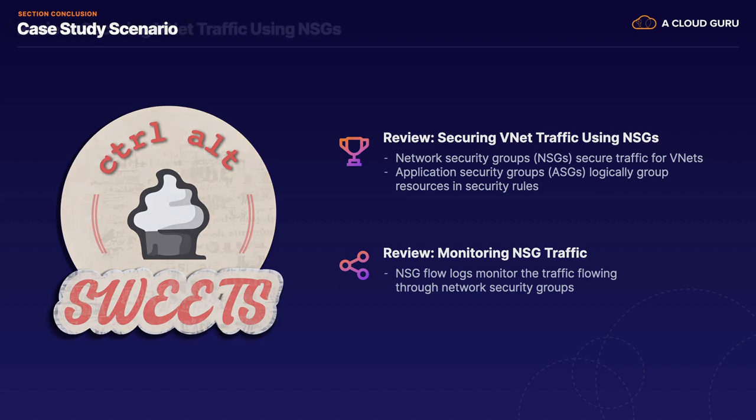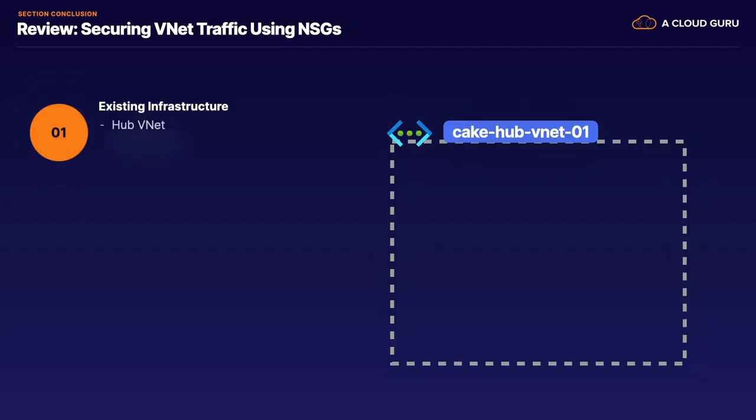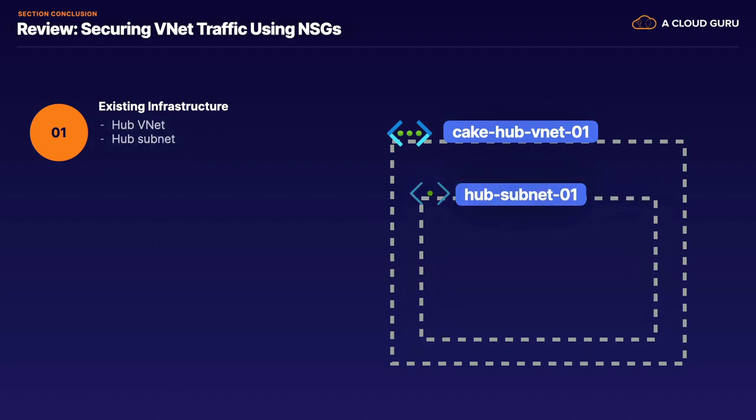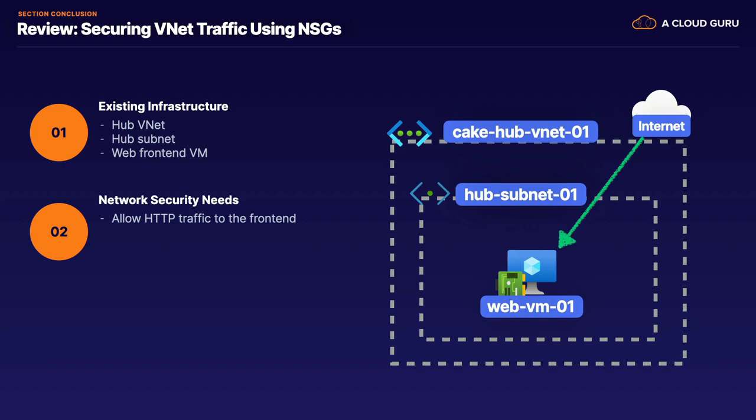So without further ado, let's take a look at our existing infrastructure for this case study scenario. We have a hub VNet, and inside of that hub VNet, we have a hub subnet. And inside of that hub subnet, that is where we have our web front-end VM. This is presumably a web server VM serving up a web application. Now, our network security needs for this are going to be that we need to allow HTTP traffic to the front end. And we also need to plan for future web VMs that we may need to create when we're creating security rules. We also need to minimize security rule creation because of that.